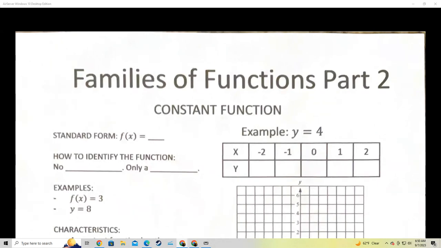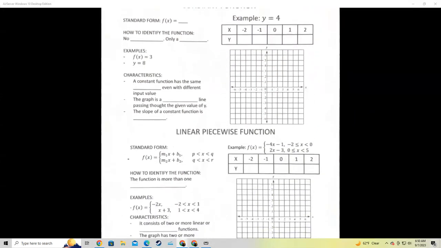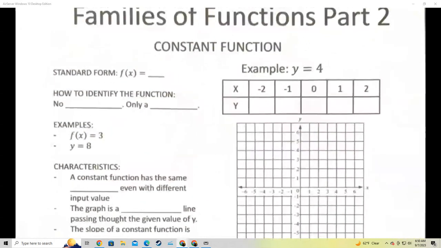Today we're going to do two more. We're going to be doing a constant function and a linear piecewise function. Okay, let's go ahead and take a look at the first one. I want to talk about what it means to be a constant function. So I'm going to go ahead and highlight this vocabulary word.